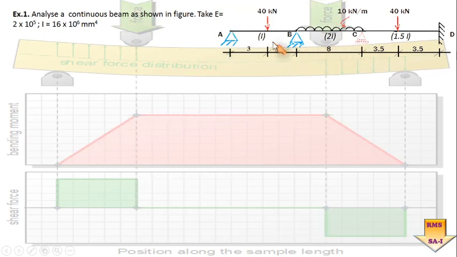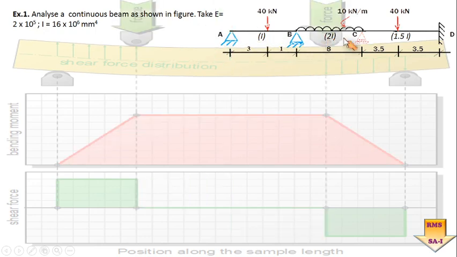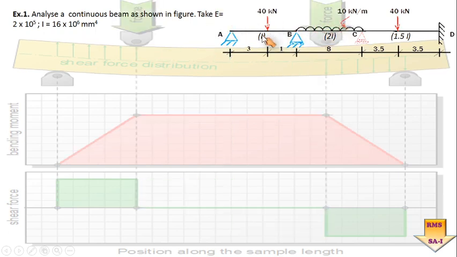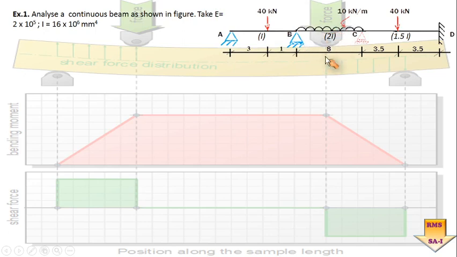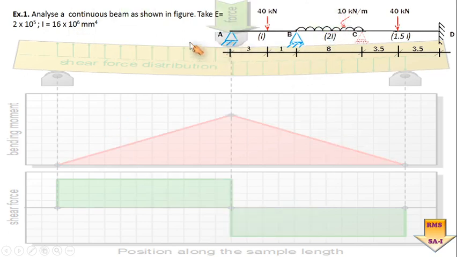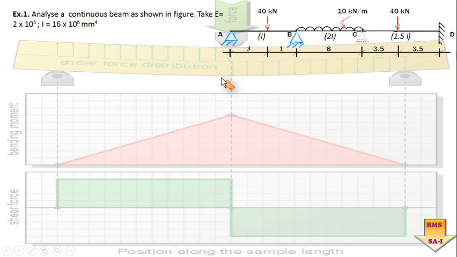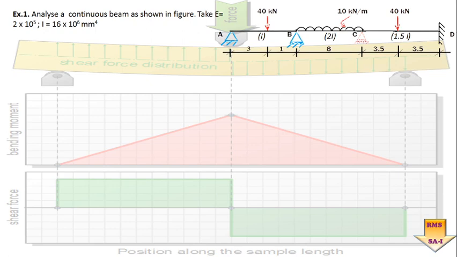You can see the value of moment of inertia is also differing for each and every span, and the loads acting are 2-point loads and one UDL at the middle span. So for analyzing this particular beam, as we know, there are various steps to be understood and implemented for the analysis of this particular continuous beam.